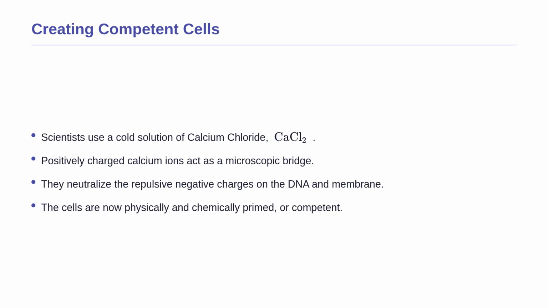Now that we understand the barrier, let us look at how scientists solve it. We treat the bacterial cells with a cold solution of calcium chloride. In this solution, the positively charged calcium ions act as a microscopic bridge. They sit between the negatively charged DNA backbone and the negatively charged phospholipid bilayer of the cell membrane, effectively neutralizing the repulsion. When the cells are treated this way, we call them competent. This means they are physically and chemically primed and ready to take up the extracellular DNA. The doors are unlocked, but not yet open.